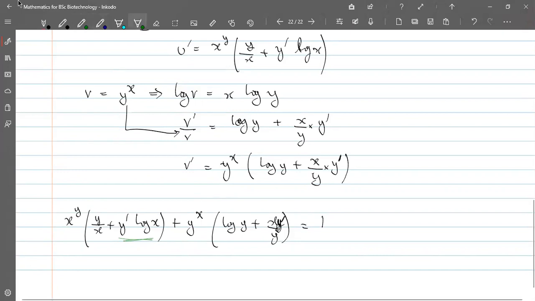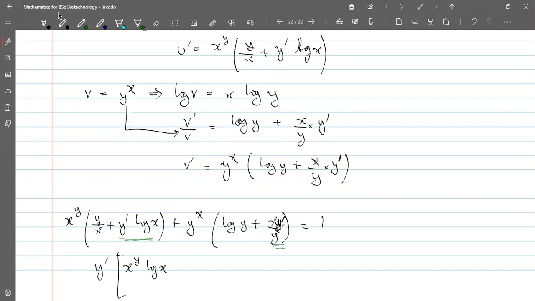So yeah, collect these terms together. So have y prime times, this is also there, don't forget, outside, x to the y log x, and over here plus y to the x times x by y, is equal to 1 minus x to the y times y by x minus y to the x log y.